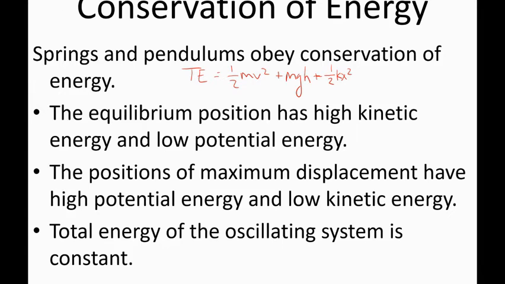Okay. Now, the total energy of your oscillating system is going to be constant. So if you have a maximum x, that means that these right here are going to be crossed out. If you have a maximum v, that means your x must equal 0.